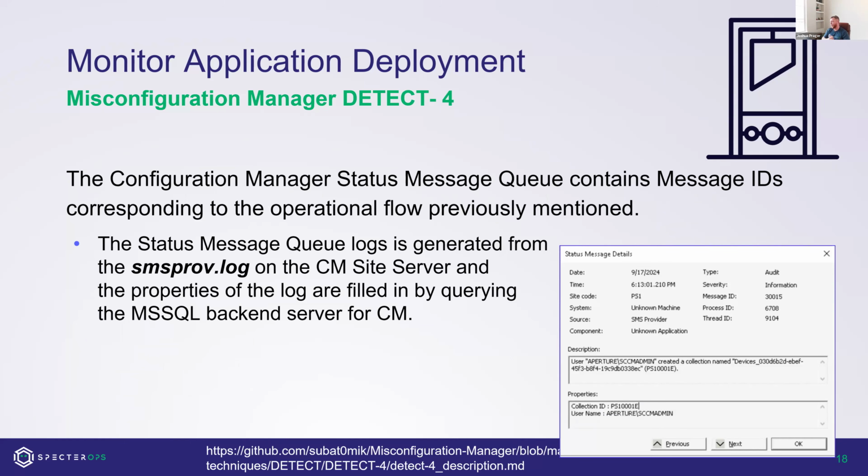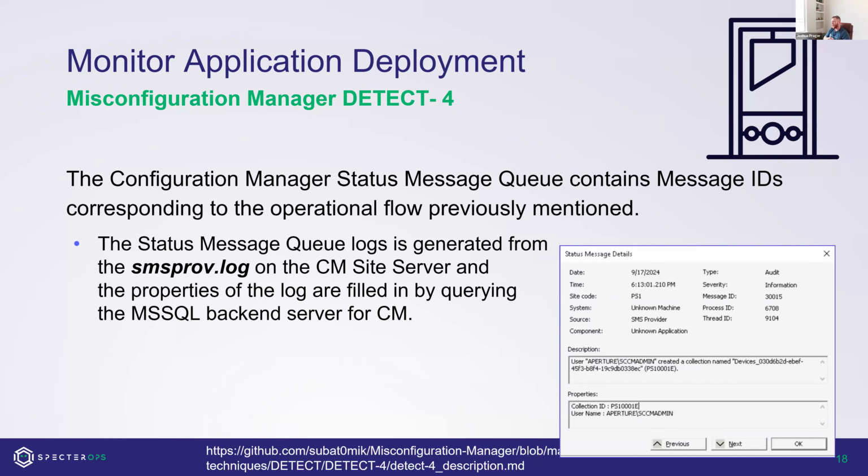And the status message queue is actually made of two different log sources. One of those lives on the primary site server, and it's called smsprov.log, okay? The other one is actually SQL table information.